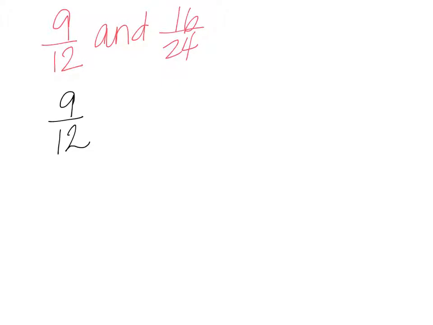Let's try the ratios 9 over 12 and 16 over 24. Let's see if those are in proportion. So again, let's pull them out. Let's do 9 over 12 and put that in simplest form, so as small as it can go. Let's divide the top and the bottom by 3, and you get 3/4.